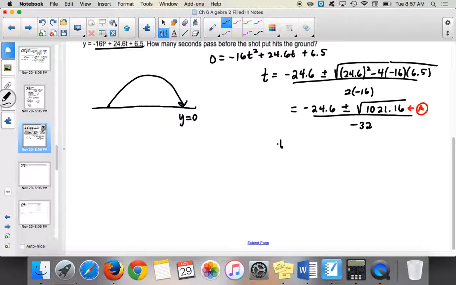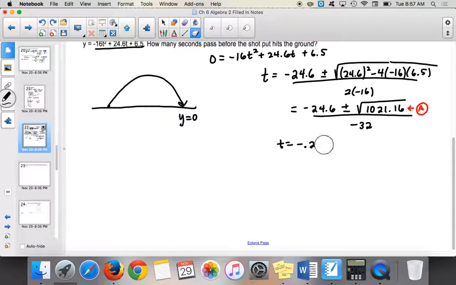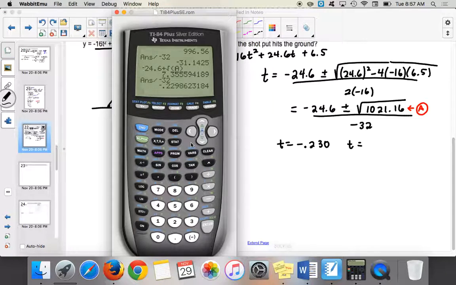Okay, so we get t equals negative 0.22986, so we'll do 0.230. I usually do 3 decimals. All right, and then we find the other one. So when you find the other one, we're going to do negative 24.6 minus the square root of alpha A. I keep forgetting that square root.